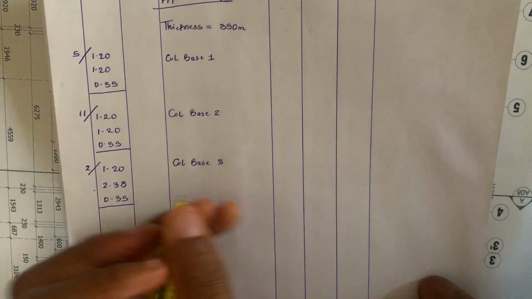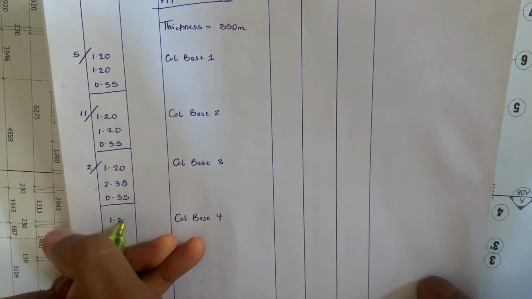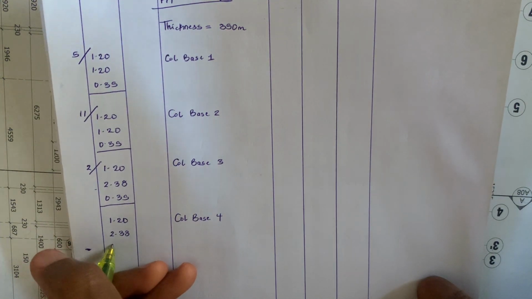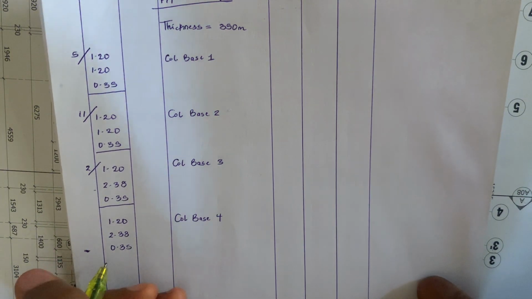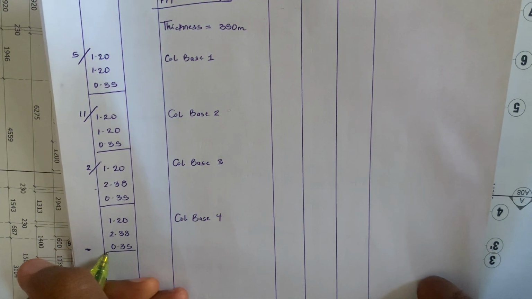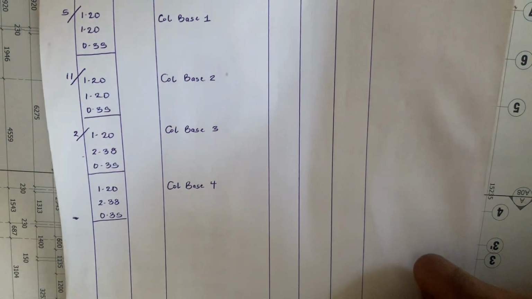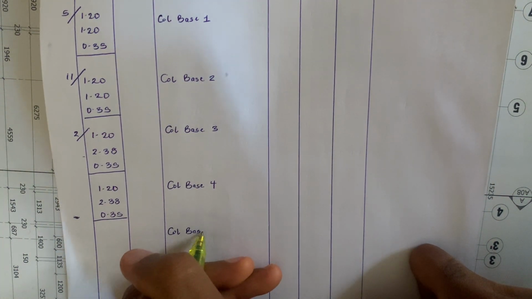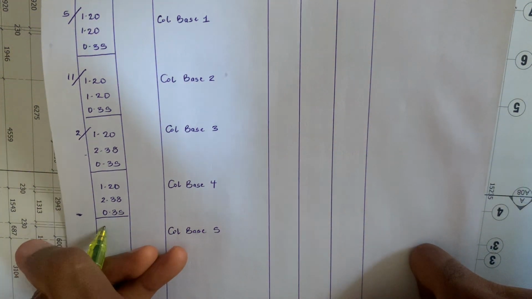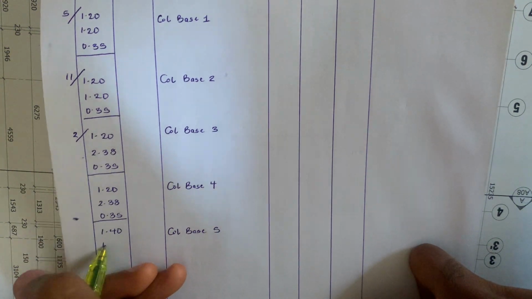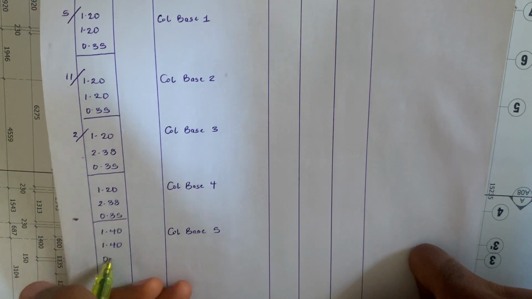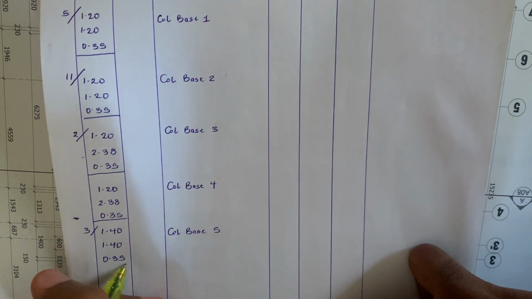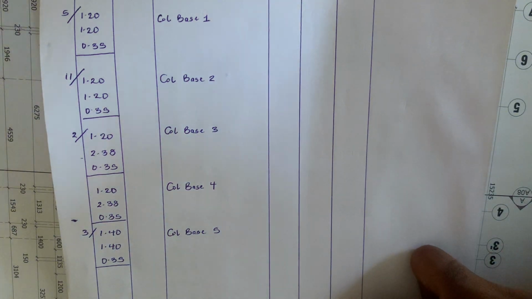So column base 4, we have 1.20 by 2.38 by 0.35, and how many in number? 1. So now close. Then the last one is column base 5, and it is 1.40 by 1.40 by 0.35, and how many in number? 3. And then we close.